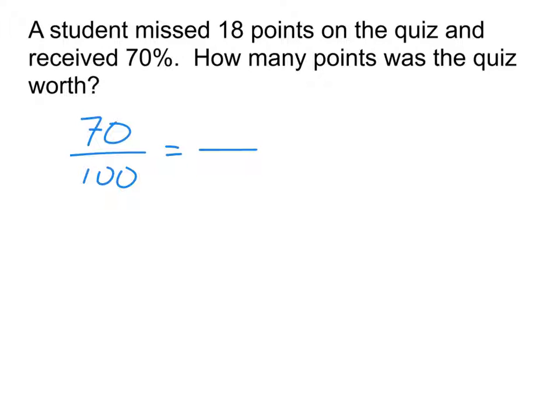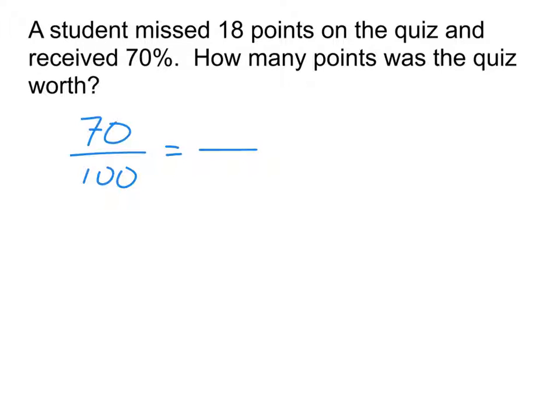One option is you can say, well, if he missed 18 points, then that must be 30%. And so you could actually change the 70 to 30. And some of you are going to look at it that way, and that's going to make total sense to you. And if that's the case, fine, you can use that. But I'm going to show you another way, because I don't want you relying on that way.